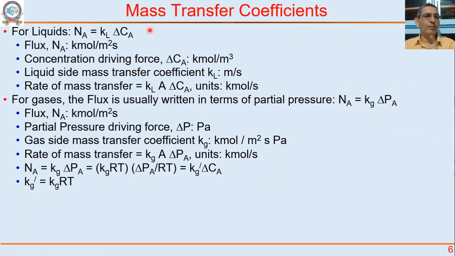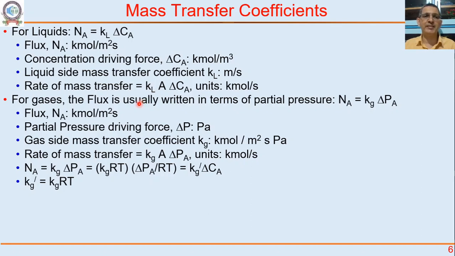Little bit about mass transfer coefficient. Just to remind you, for liquids we can write flux is equal to KL multiplied by delta CA, the concentration driving force. We are going to call this the liquid side mass transfer coefficient, and the rate of mass transfer, if we write in terms of kilomoles per second, KL will be in terms of meters per second.